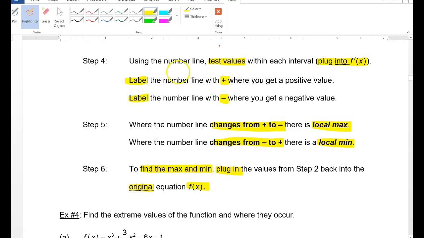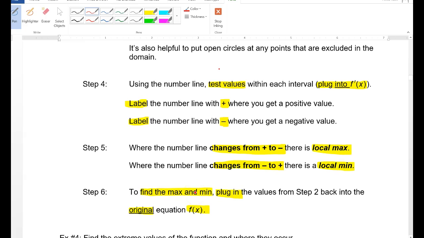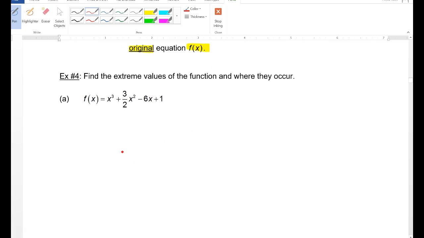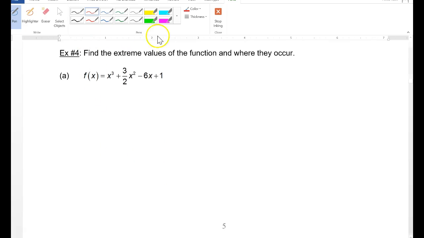So I know these are a lot of steps, so I think what I'm going to do is I'm going to walk you through the first example, and then we'll kind of go back to the steps. Okay, so we want to find the extreme value. So when we read something like this, we're not just talking about the absolute maximum, absolute minimum. We want local maximums, local minimums. Step 1. So take a look at step 1. It says find the domain.